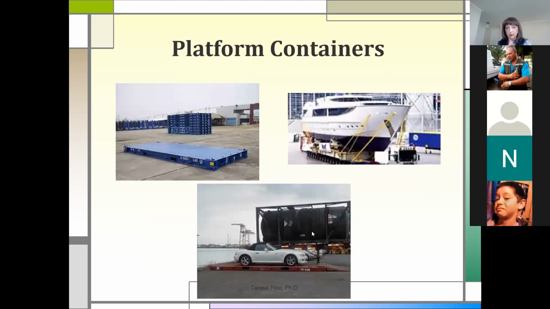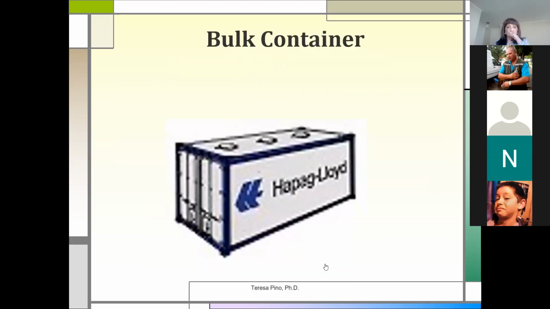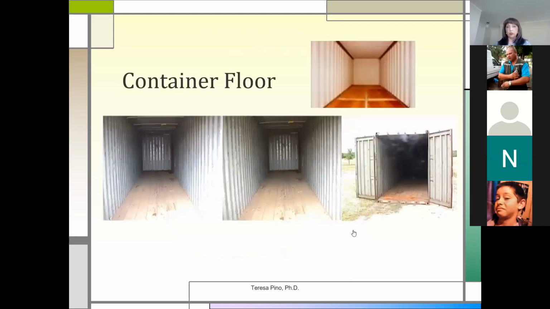Look at the size of that tank container there. Bulk container. When do we need a bulk container? When we are sending, for example, flour or wheat, grains that are not packaged. We have them all in bulk, tons and tons of kilos. They just pour it in the container. Okay, so those are bulk containers, and they don't need temperature control.